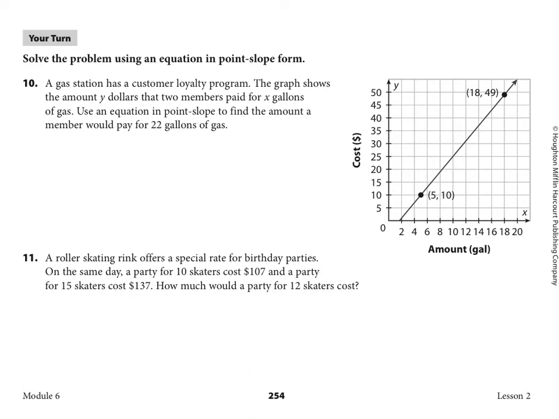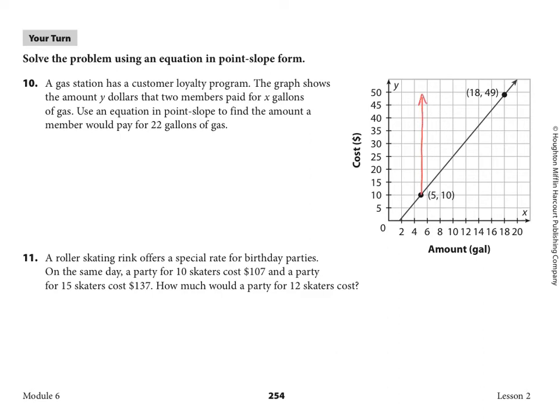So we do have a graph here on the right side. The amount of gallons is our independent variable on the bottom, that's our x, and the cost is our dependent variable. So the first thing that we need to do to find a point slope form is to find our slope. So I'm going to find out how much this thing rises.